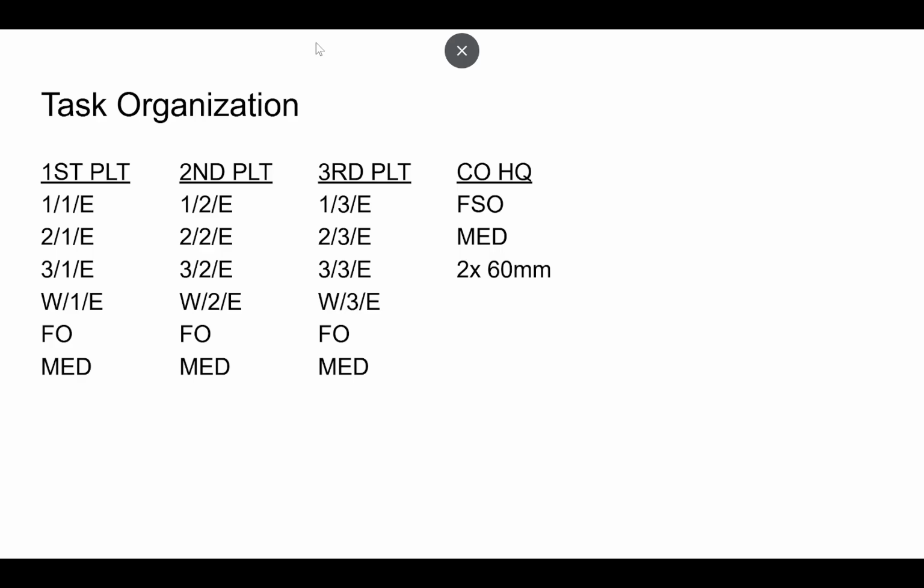The way this is read is 1-1E would be first squad of first platoon of Echo Company. Then second squad, first platoon, Echo Company, and then W is weapon squad, or fourth squad. Weapon squad, first platoon, Echo Company. And that's just how it's delineated and written down in the operations order. You have your fire support officer, your company medic, and then, as aforementioned, the 60mm mortars.